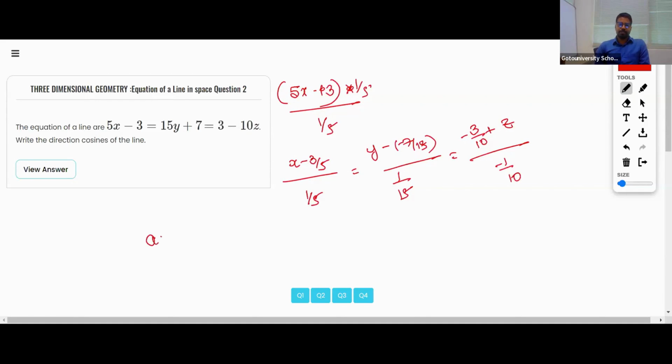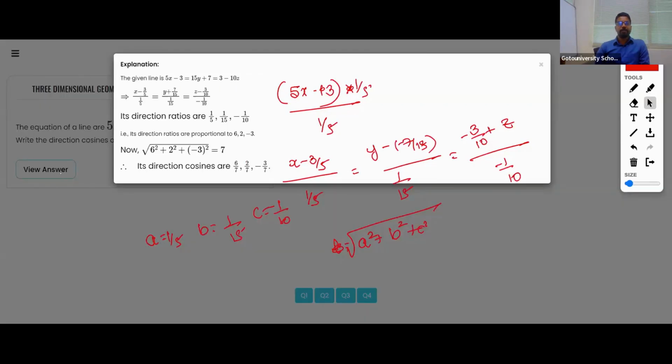So A is nothing but 1 by 5. B is nothing but 1 by 15. C is nothing but minus 1 by 10. So if you want direction cosine, what we can do is, for L, we have to find a square plus b square plus c square, whole root. Okay, which will take some time. So I'll show you the solution directly.